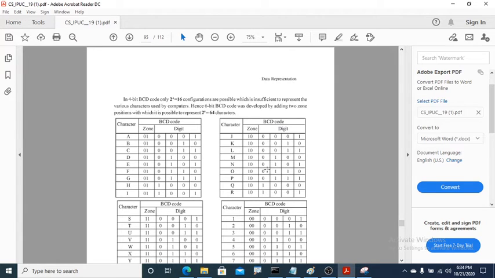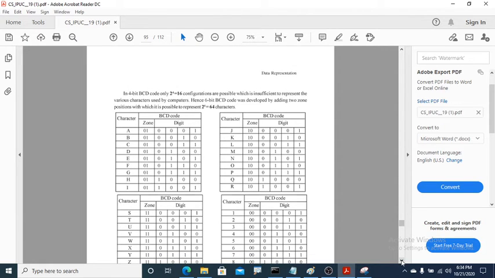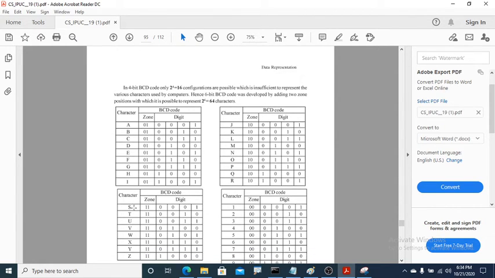Here also the same thing, 7 zeros and 2 ones. Here also the same thing: a total number of elements 7, and the last element is 1. Okay, now here it is considered in a different way. This is about BCD code. Okay.